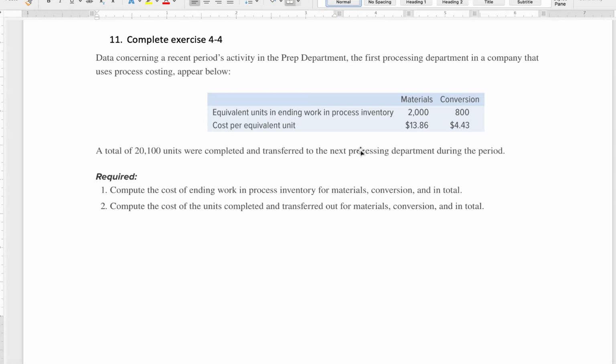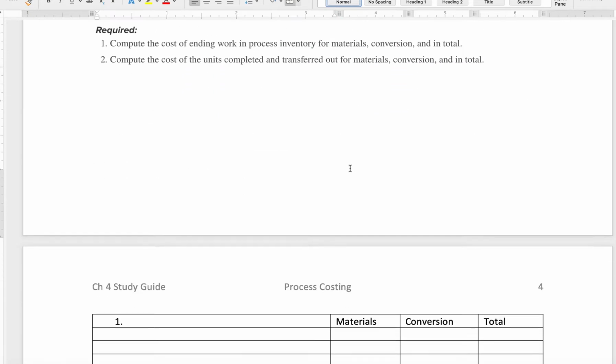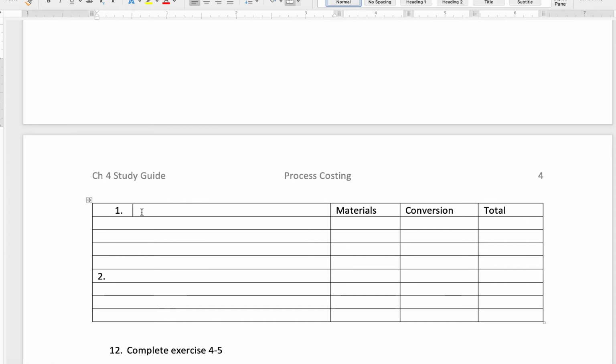They did steps 1 and 2 for us already in this problem, okay? We already did examples of steps 1 and 2 from the two previous study guide problems. So here, all we're doing is trying to figure out the cost of ending WIP and the cost of the units that were transferred out. Easy peasy. First thing I want to do is figure out the ending inventory, or ending WIP.